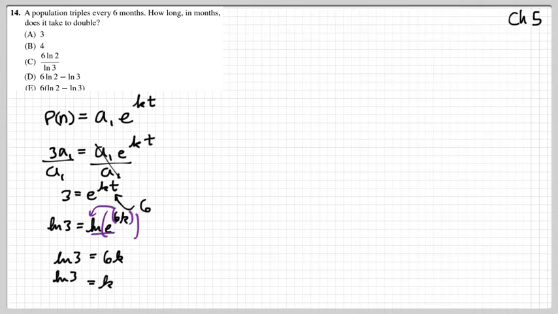Okay, so now we get k equals natural log of 3 over 6. Now that is our rate. It's not really pretty looking, but that's our rate. So let's write our equation now with our rate. Oh, look how pretty it is. Not really. That's an ugly rate.